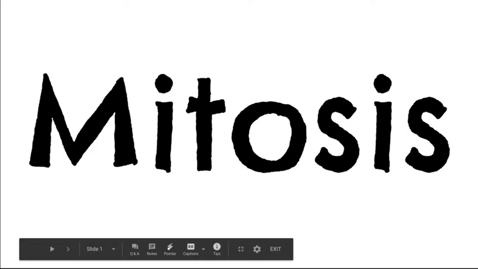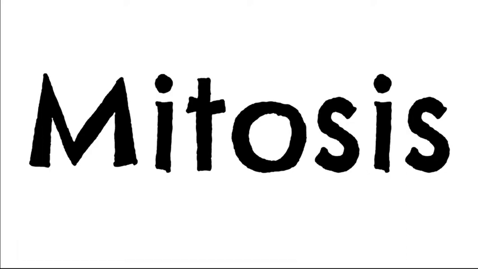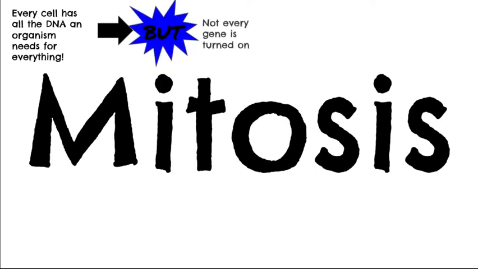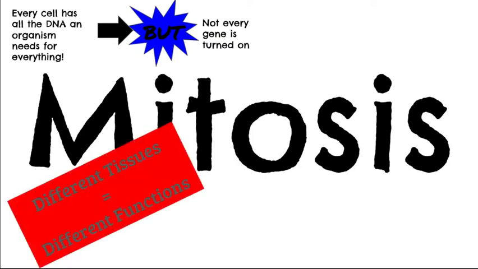Every single cell has a nucleus, and every single nucleus has all the DNA a particular organism needs. Just to repeat that, every cell and nucleus has all the same DNA as every other cell in an organism. The difference is that not every gene is turned on. Cells of different tissues perform different functions, so they express different genes.